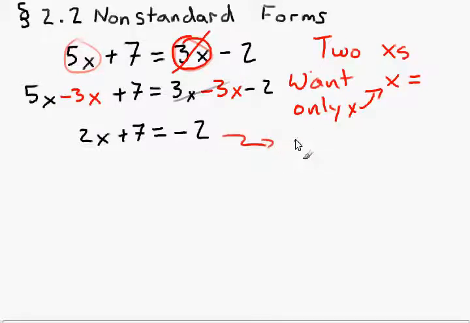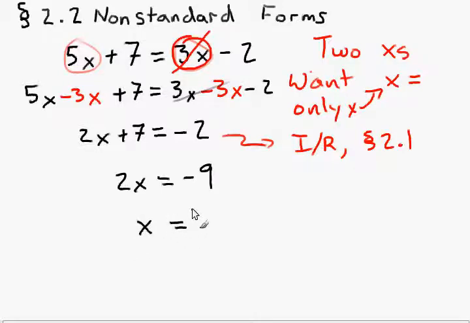Hey, we can solve this. We're going to use inverse reverse. This is like a problem from section 2.1. That is to say, we subtract 7 from both sides. 2x is equal to negative 9. Divide both sides by 2. x is negative 9 halves.